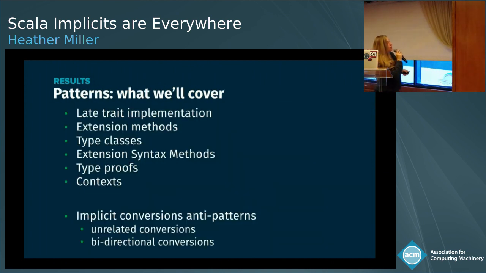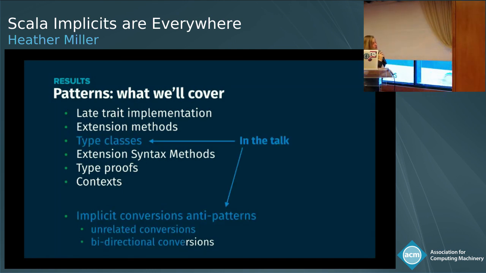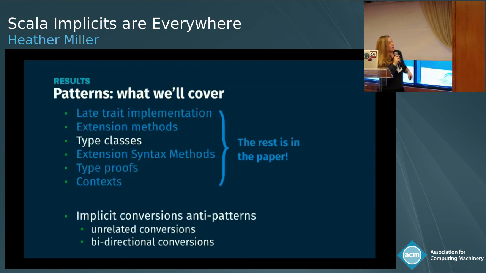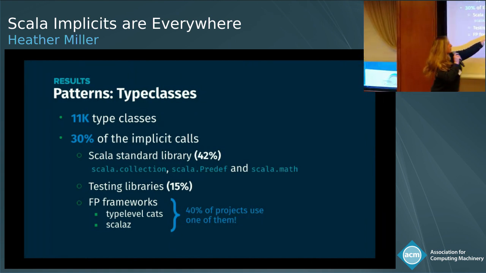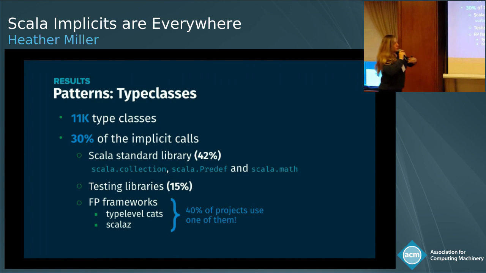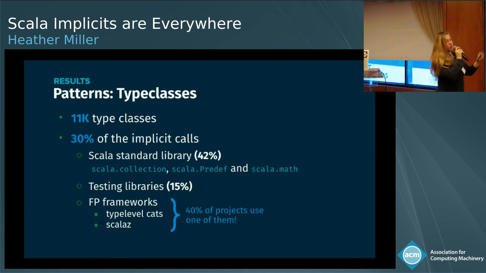So the paper covers a number of patterns that I do not have time to get into today. I'm going to talk about type classes. I'm going to quickly mention anti-patterns that we've found, and the rest of this is in the paper if you're interested. So the type class pattern in Scala, we found 11,000 instances of this, so 30% of the implicit calls. And most of them were in the Scala standard library. In these places, usually in the Scala collections, Predef is basically a number of things that you just get when you open Scala and start using it in a REPL or something.